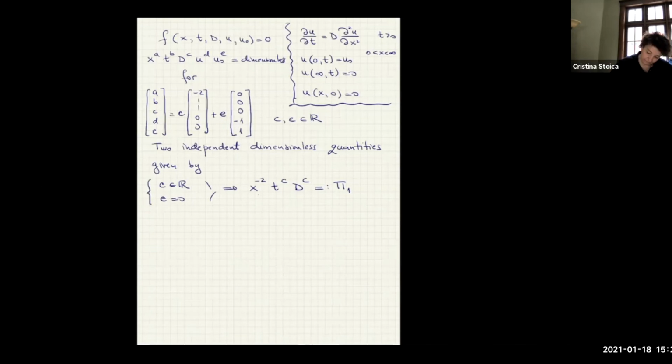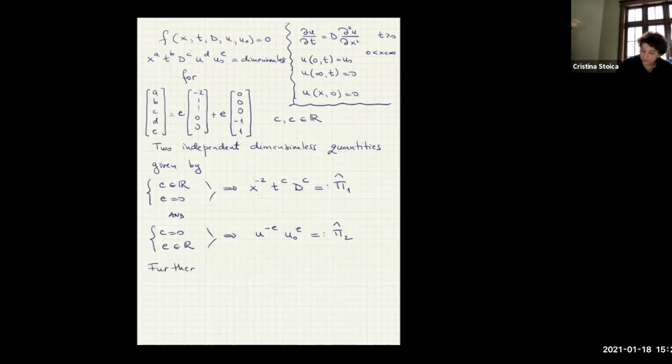Now I'm going to make C 0 and E in R. Now it's clear how come they're independent, right? Because it's either or. For this one, we get U to the minus E, U naught to the E, which we're going to call pi 2. Actually, I'm going to put hats on them because now I'm going to say what C and E are.